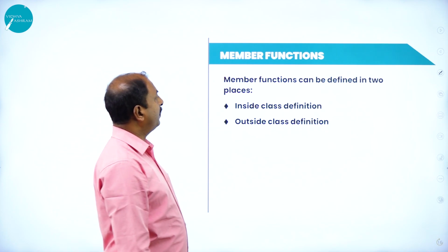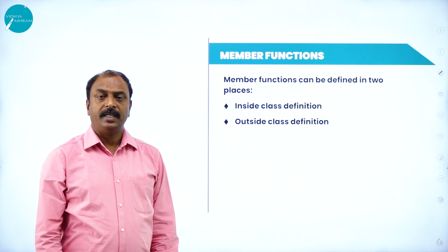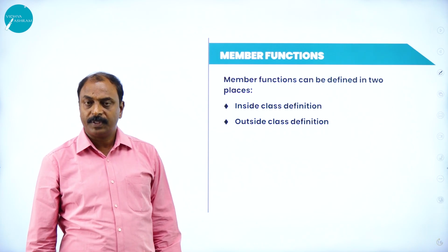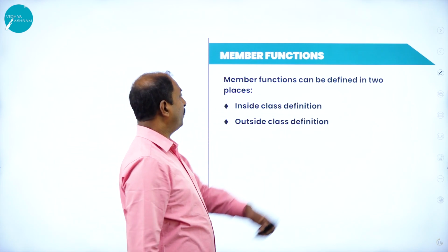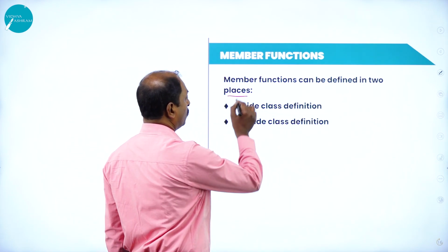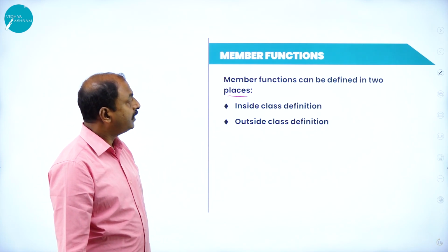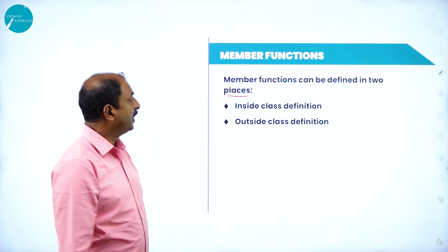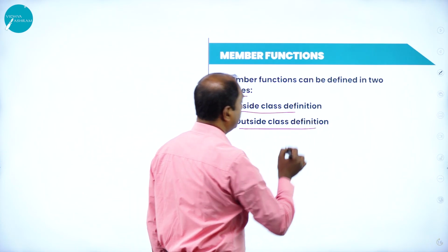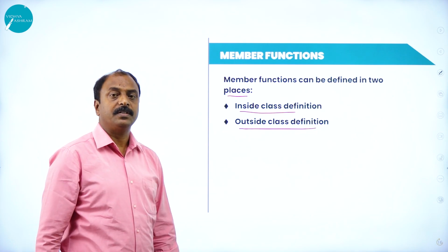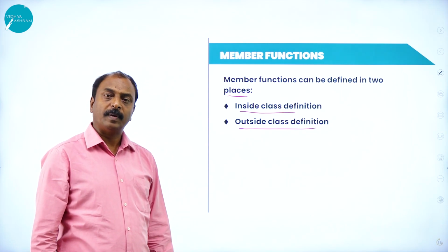Next, we talk about member functions. As we know, each and every class can have data members as well as member functions. Now, a member function can be defined in two places. There are two methods to define the member functions of a class: one is inside the class definition, and the second one is outside the class definition.